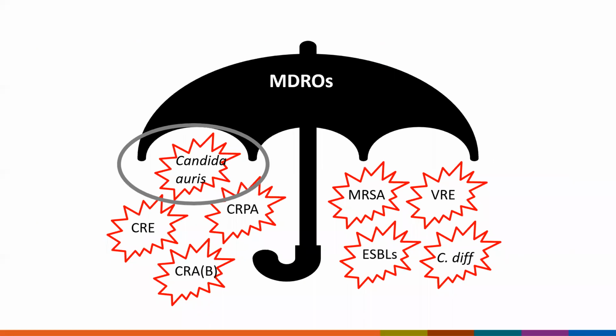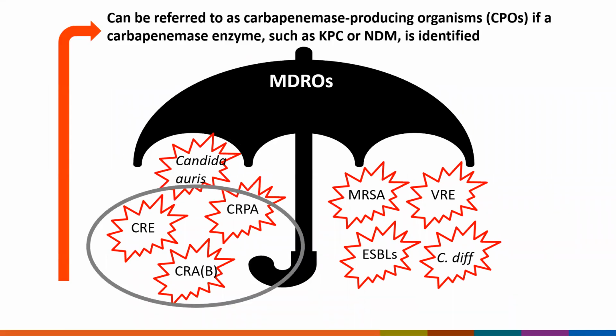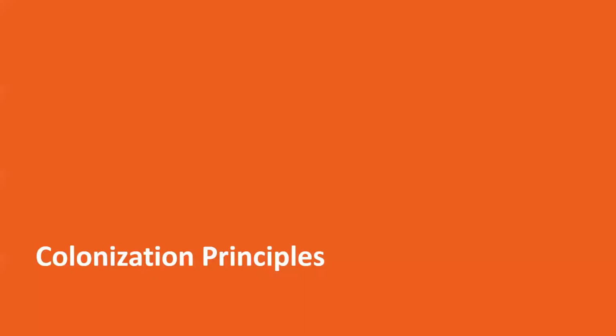And as an additional reminder, while the term MDRO is an umbrella term that includes a number of pathogens, today we're specifically speaking about colonization screening for Candida auris and the carbapenem-resistant Enterobacterales, Pseudomonas aeruginosa, and Acinetobacter baumannii. And remember, if any of these organisms are identified as producing a carbapenemase enzyme, such as KPC or NDM, we also refer to them as a carbapenemase-producing organism, or a CPO. I'm next going to pass it over to Joe, who will review some of the basic MDRO colonization principles. Joe?